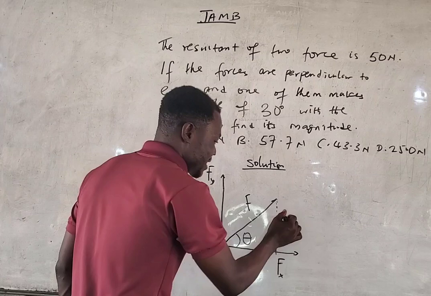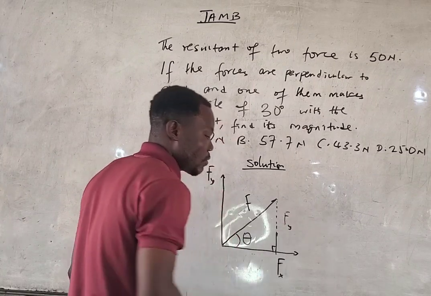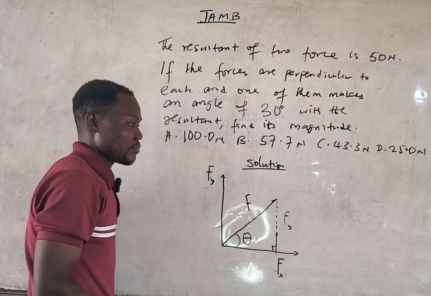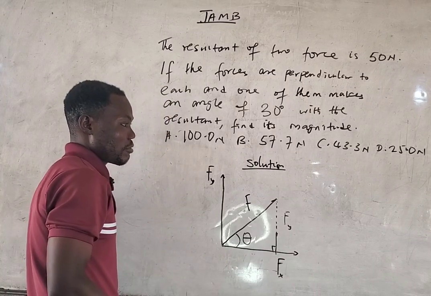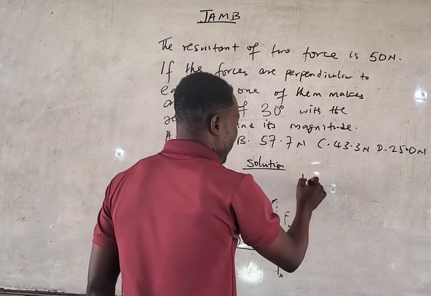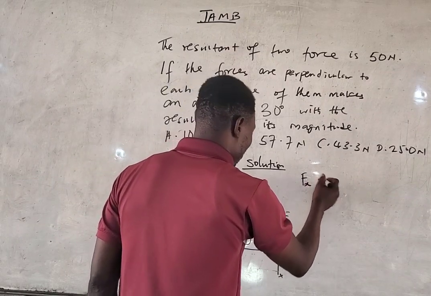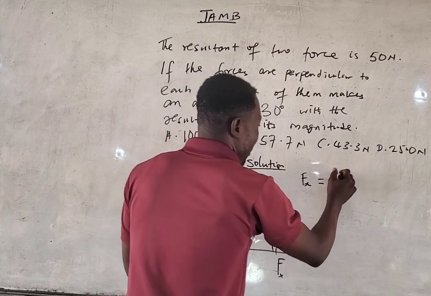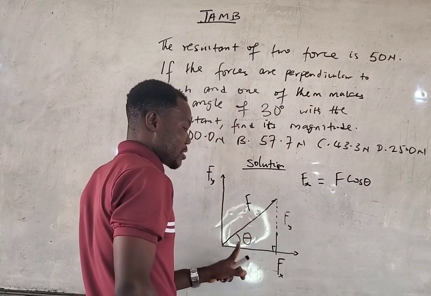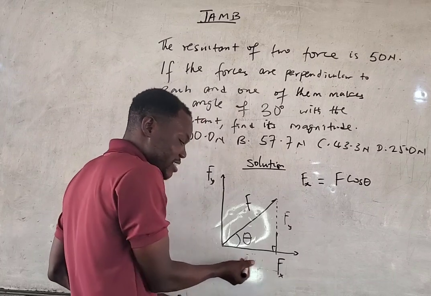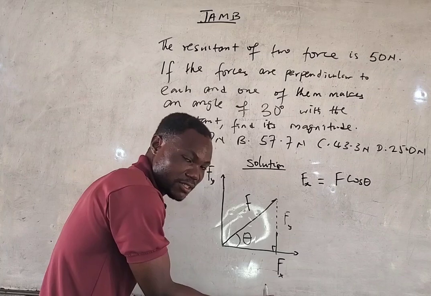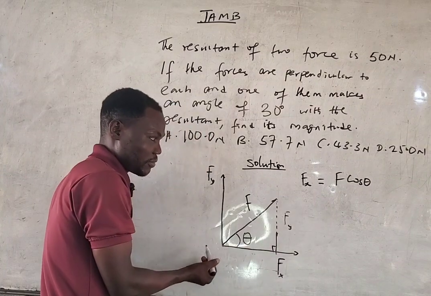So here is Fy, the y component, and here represents what? Fx. So you see, for us to find the horizontal component, Fx is equal to F cos theta. And how do we get that? You can see that here is the adjacent. Here is the opposite. Here is the hypotenuse.